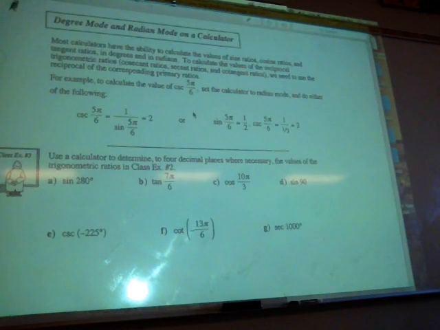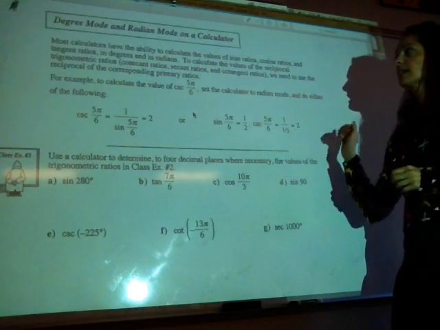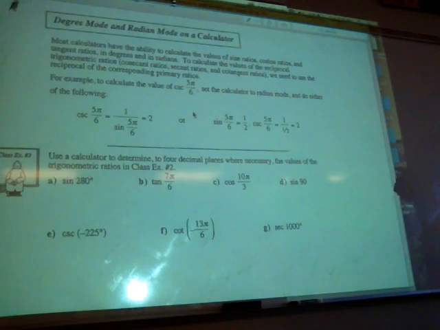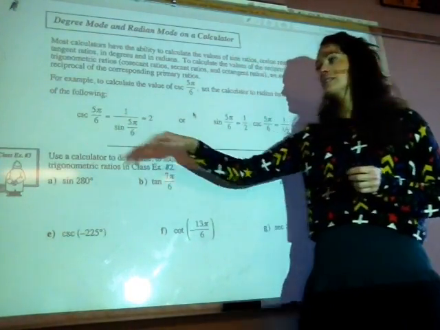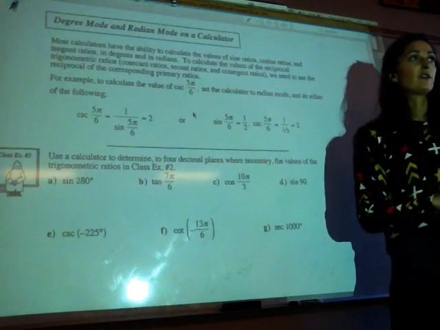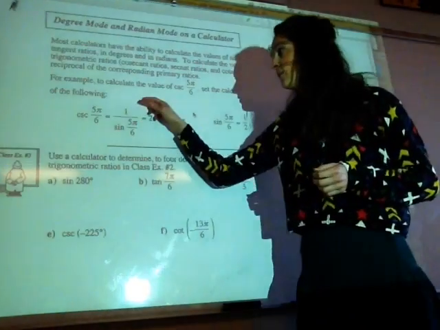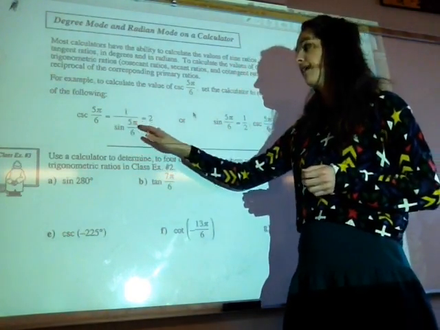Alright, so let's just talk about this example first. Most calculators have the ability to calculate the values of sine, cosine, and tangent in degrees and radians, okay, by changing your mode. But to calculate the values of the reciprocals, cosecant, secant, and cotangent, you need to use the reciprocal. Okay, so for example, if you want to calculate cosecant 5 pi over 6, first of all, make sure you're in radian mode. And then you would go 1 divided by sine 5 pi over 6.